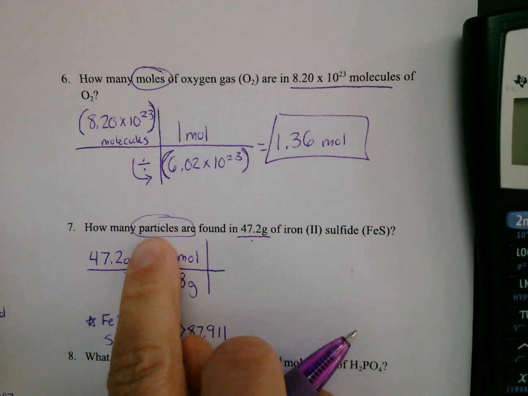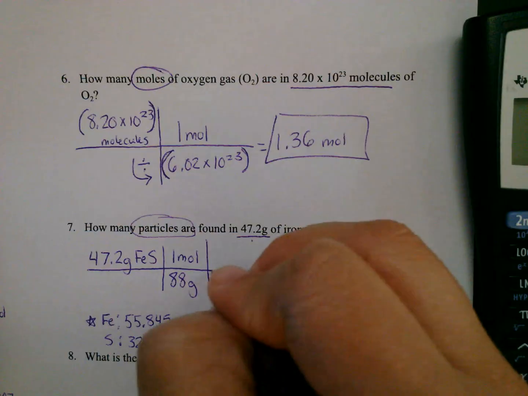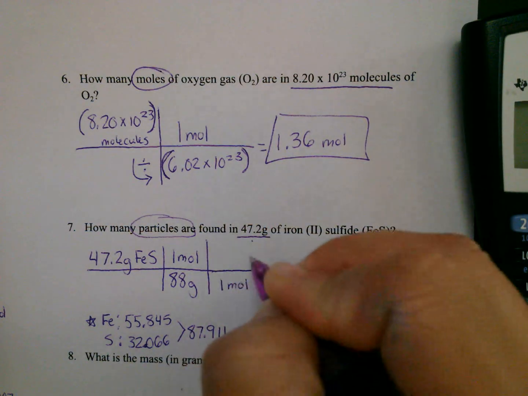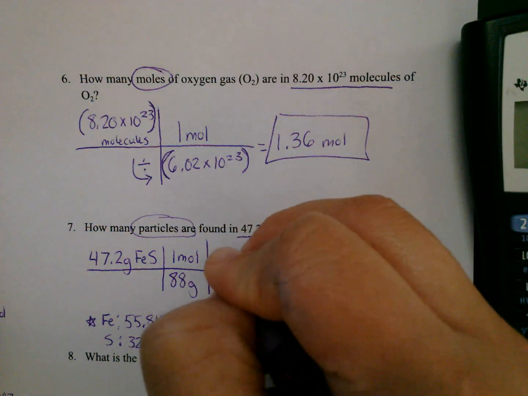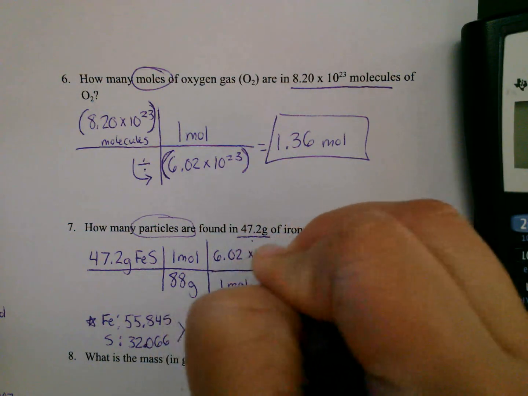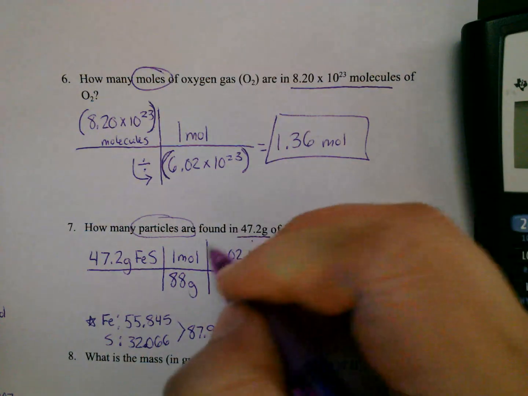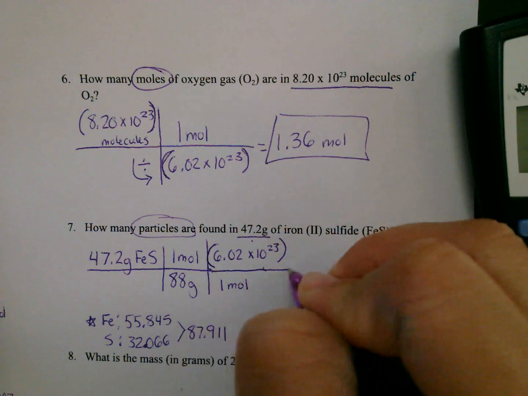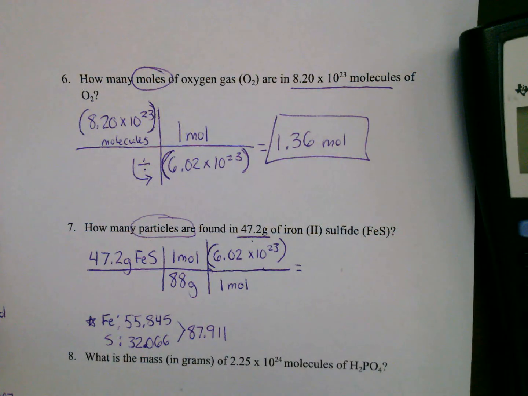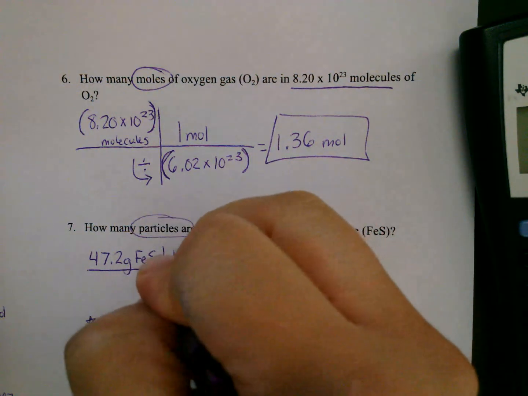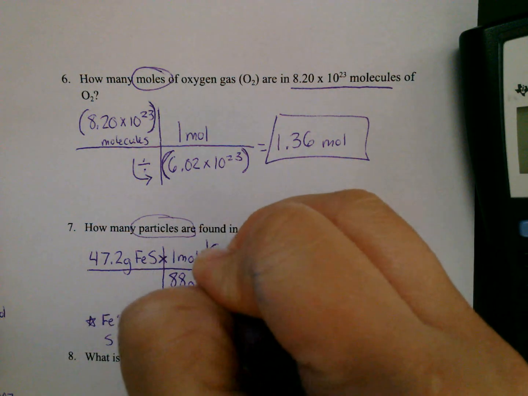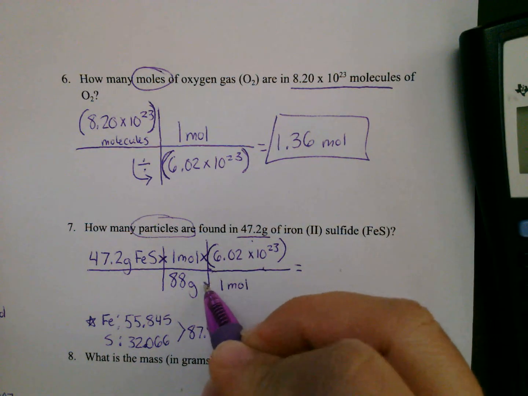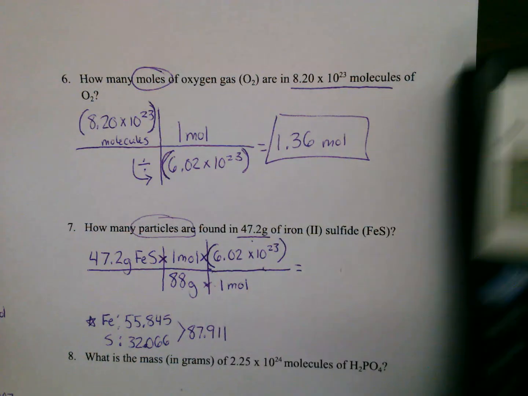I'm not done though because I want particles, so I'm going to use Avogadro's number as well in this one. At the bottom, I'm going to put my 1 mole standard, and above that, I'll put Avogadro's number, 6.02 times 10 to the 23rd. Remember to put that large number in a parentheses. Now, since we have more boxes, we are going to have to do the multiplication on the top row, multiply on the bottom, but any number times 1 is the same number. And then we're going to divide the top row by the bottom row.